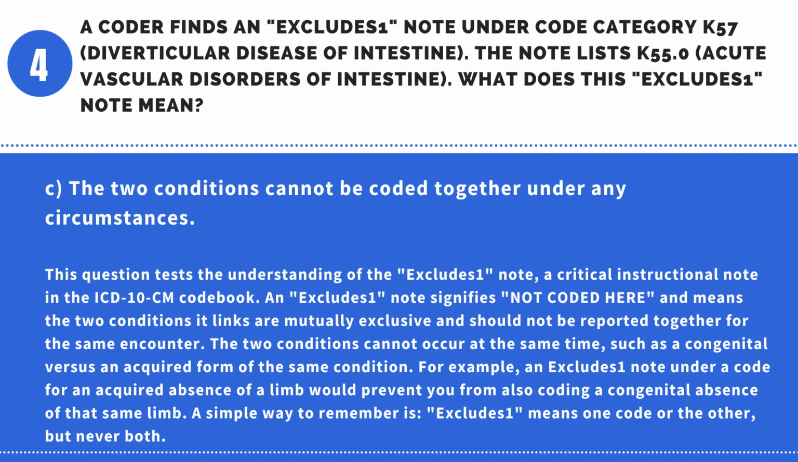The two conditions cannot occur at the same time, such as a congenital versus an acquired form of the same condition. For example, an excludes one note under a code for an acquired absence of a limb would prevent you from also coding a congenital absence of that same limb. A simple way to remember is, excludes one means one code or the other, but never both.